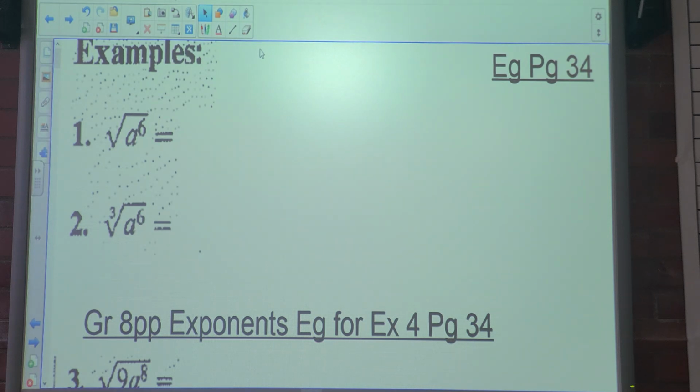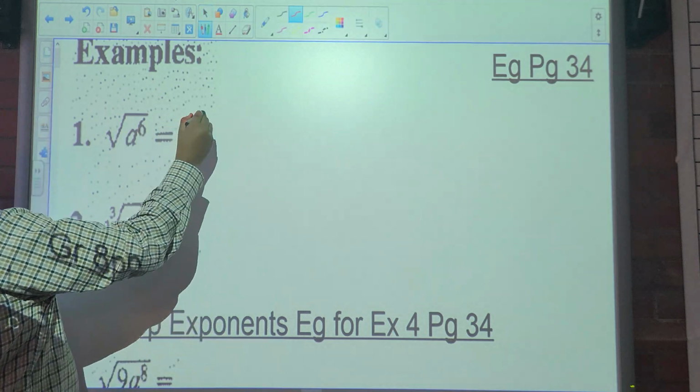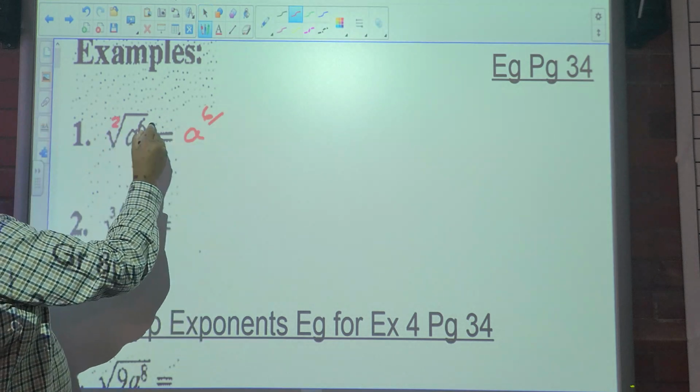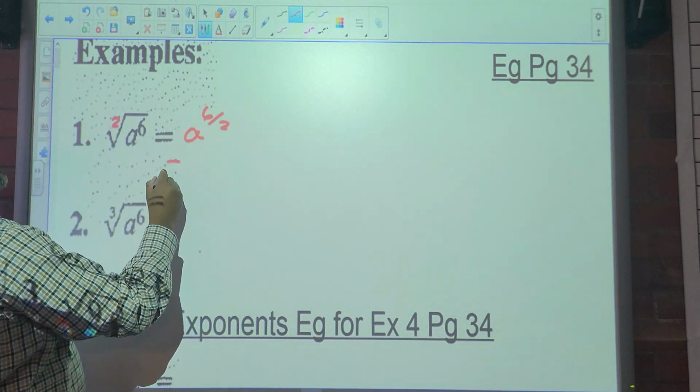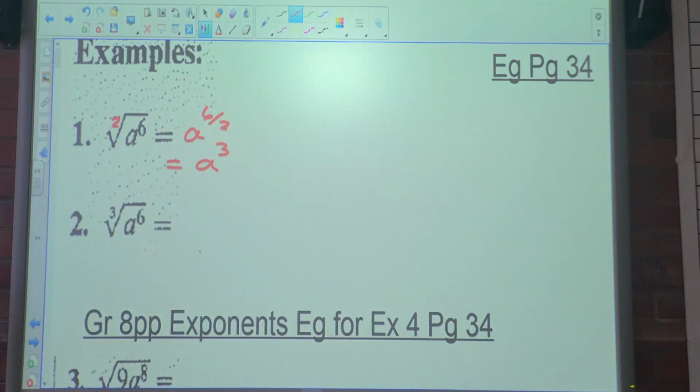People, the square root of 8 to the 6. What will that give us? This can be written as 8 to the 6 over 2. And 6 over 2 is? You all agree with that? Do the next one quickly.